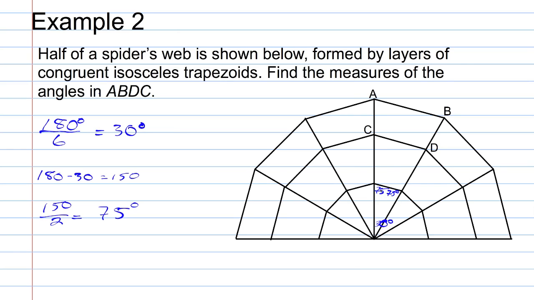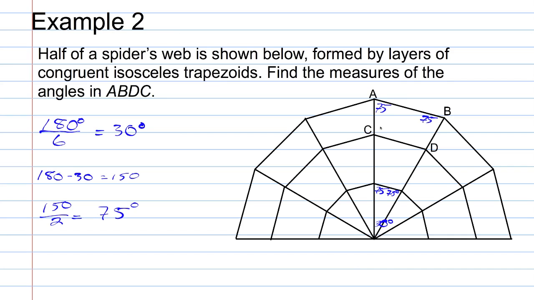Now, since these are all parallel lines, because these are isosceles trapezoids, we can determine then that the measure of this angle here is 75 degrees, and the measure of this angle here is 75 degrees because this is a transversal crossing 2 parallel lines, and these angles would be considered corresponding angles.